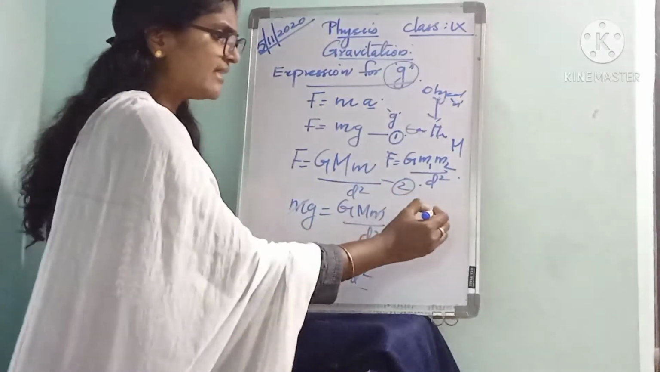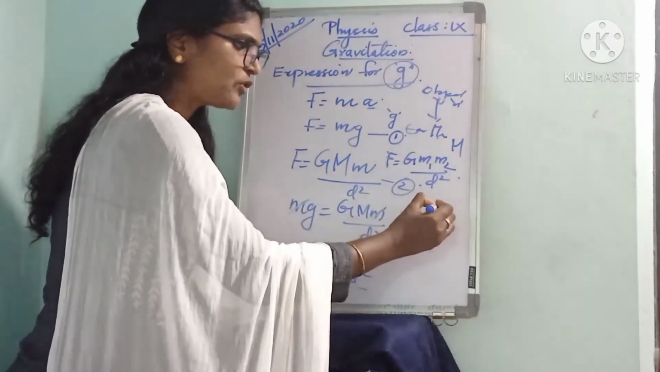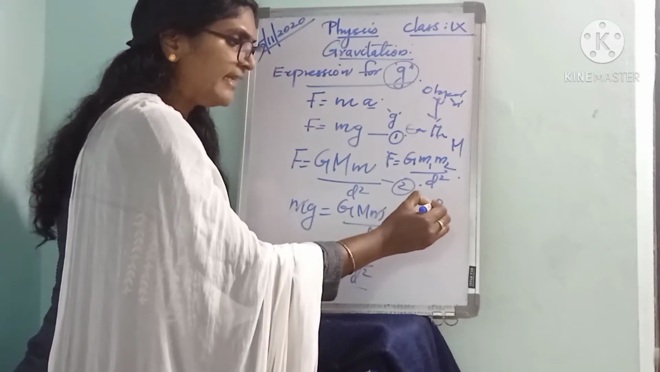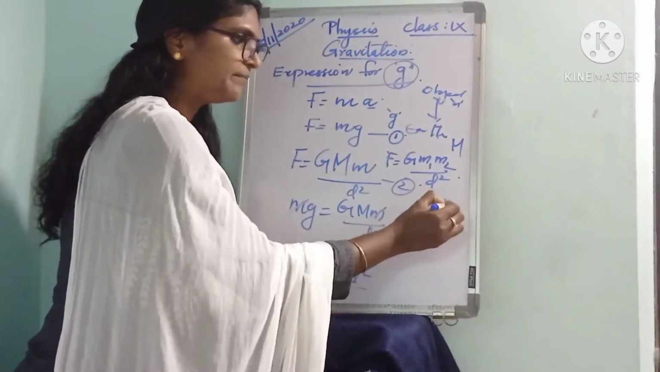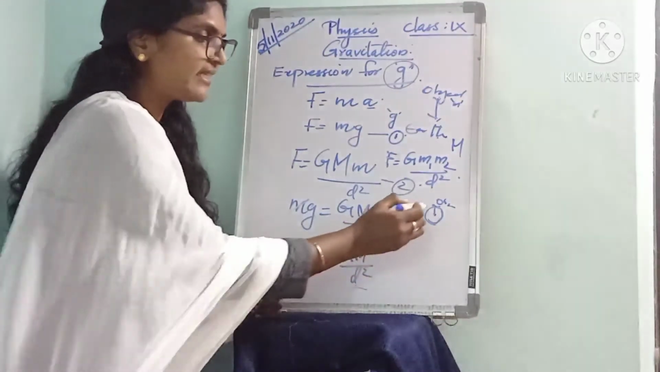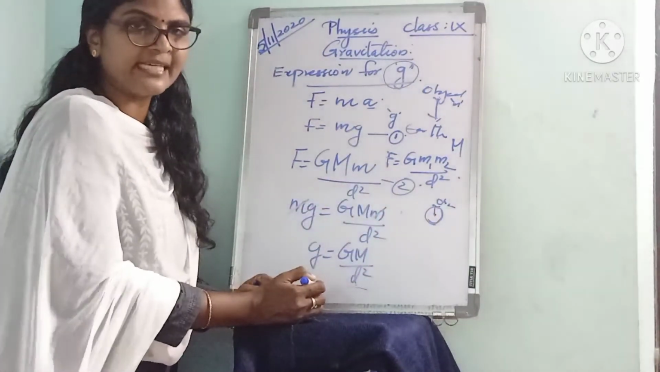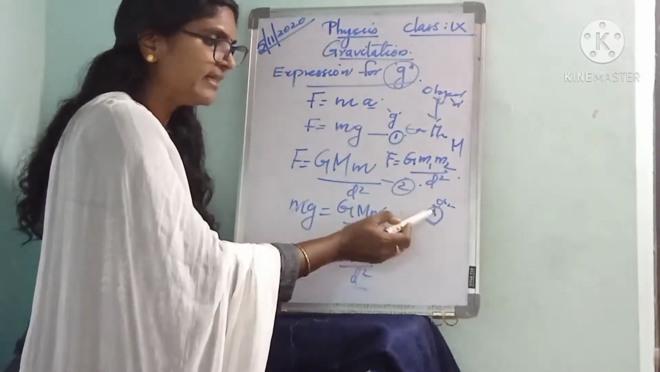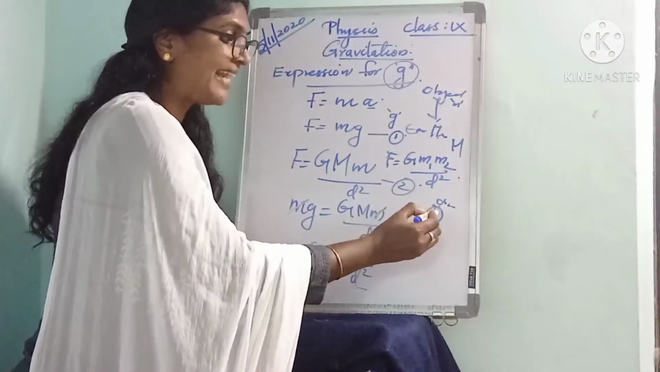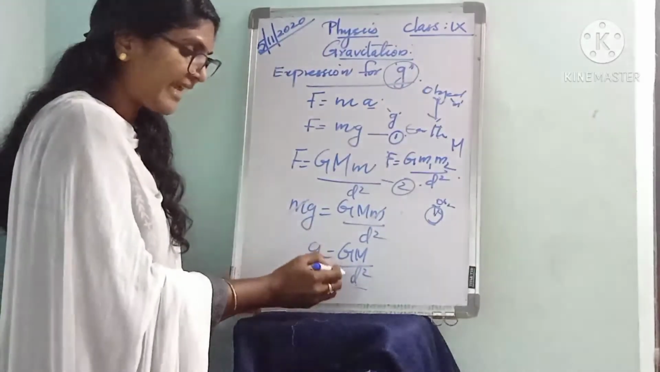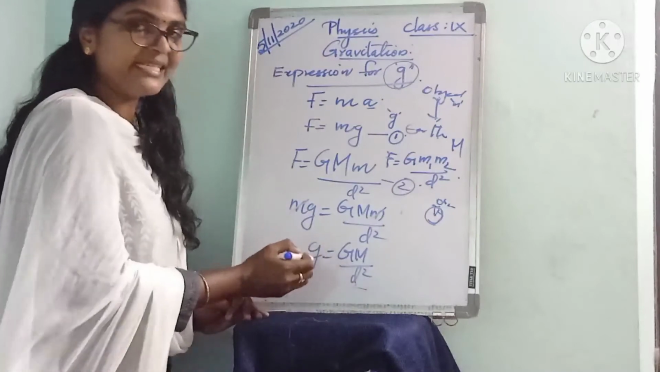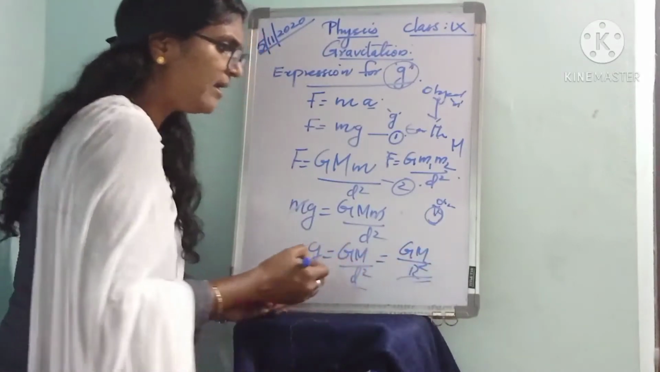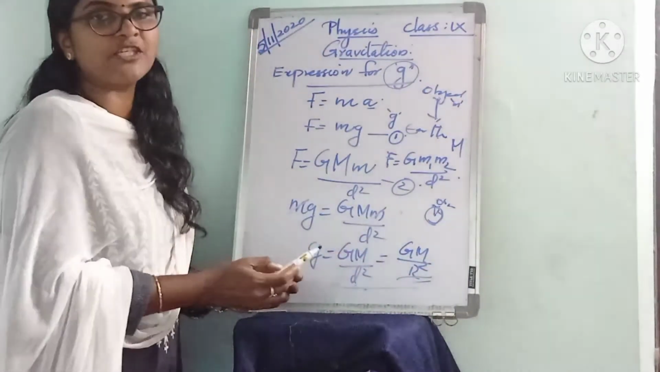Next we are assuming that the object is placed on the surface or near the surface of Earth. Then instead of d, what is the distance between this object and the Earth's center? If the object is placed on the surface, the distance between the object and the Earth's center is equal to the radius of Earth. In that case we can write r instead of d. So we can write G M divided by r square.